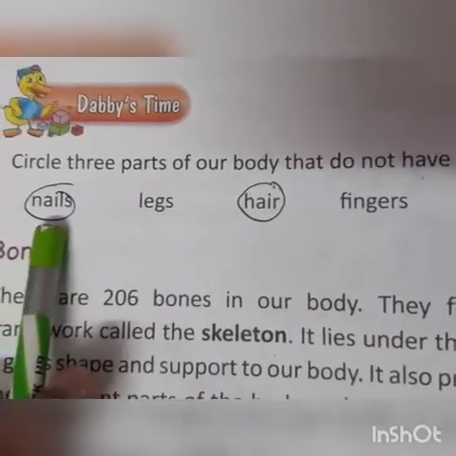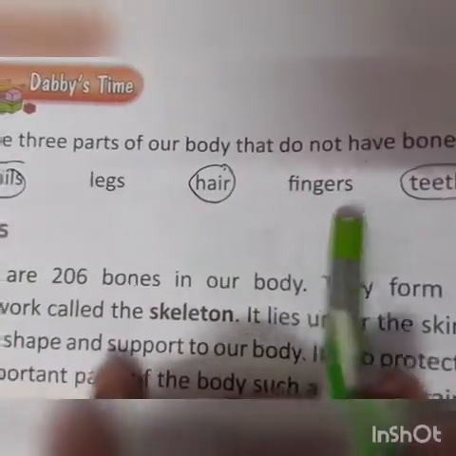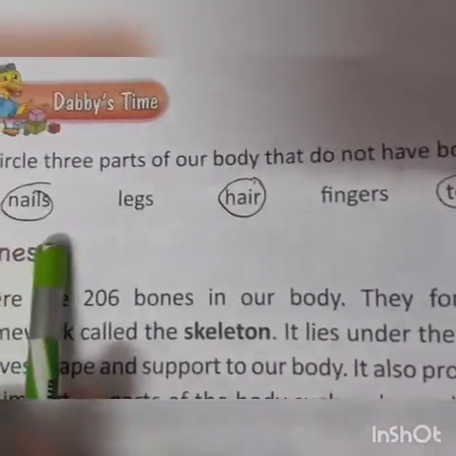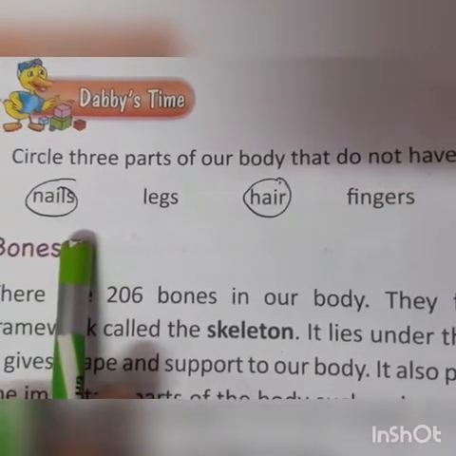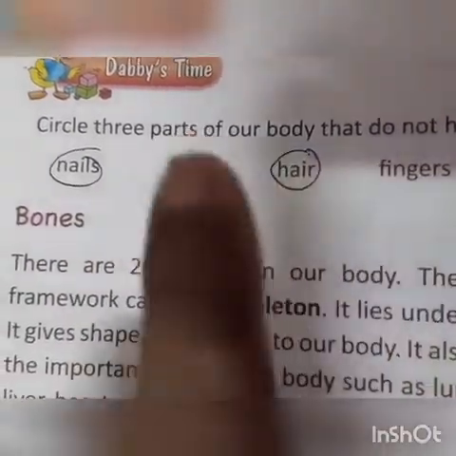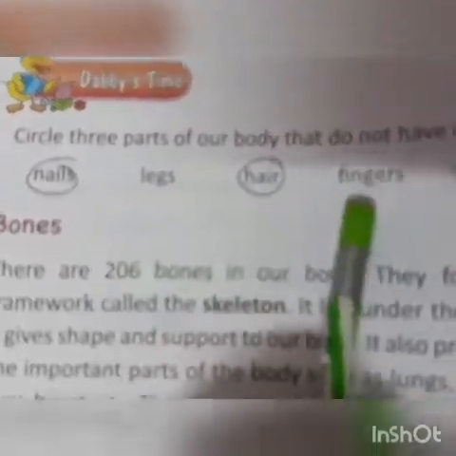The parts, certain parts are given here: nails, legs, hair, fingers, teeth and head. They are already given. Out of these, you have to circle the ones which do not have bones, like the nails. This is our nail. Inside the nail there is no bone. Legs have bones, hair does not, fingers do.